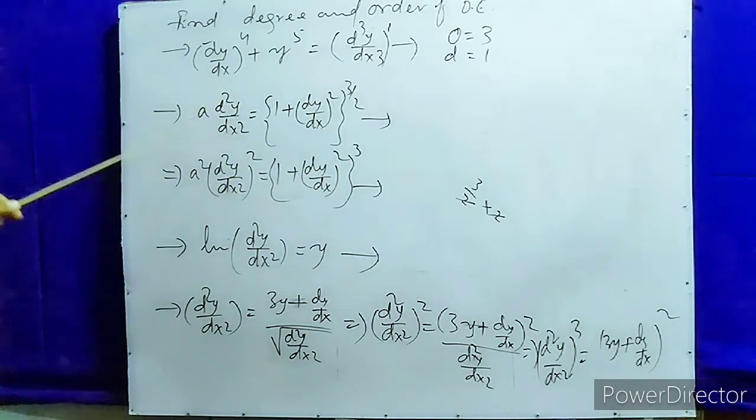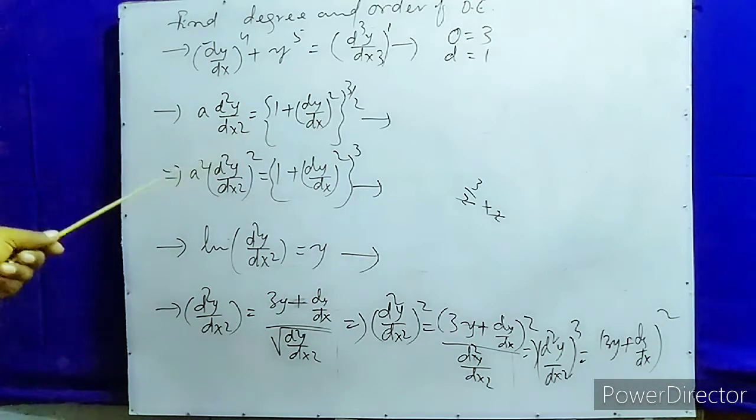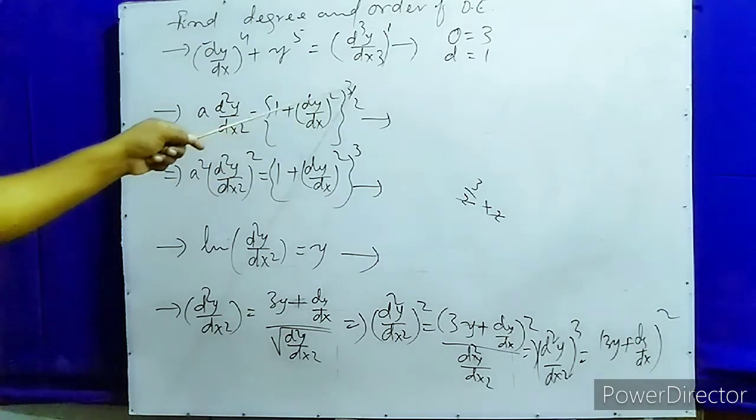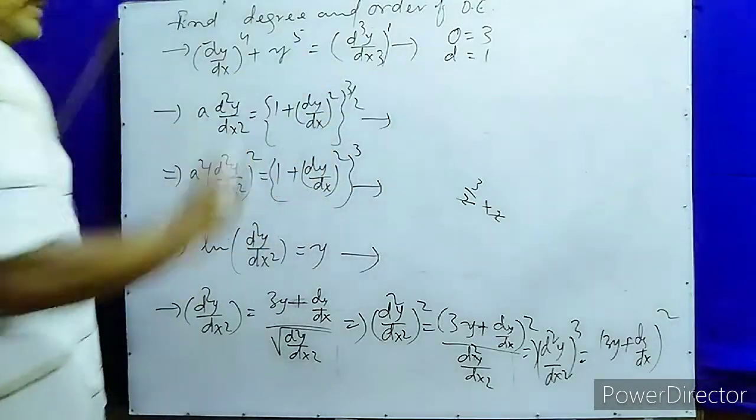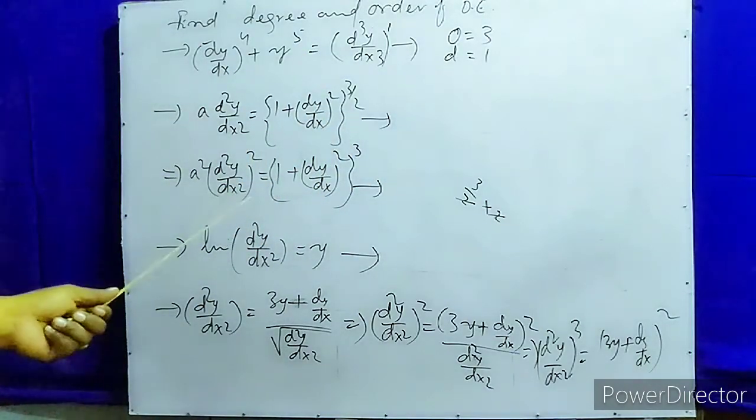Here also square it, then we get a square d square y by dx square whole square. Okay. I squared both sides. Why did I square both sides? Because here it is 3 by 2. 3 by 2, you cancel it by 2. Squaring, then the 2 will cut. Okay. So look at it.